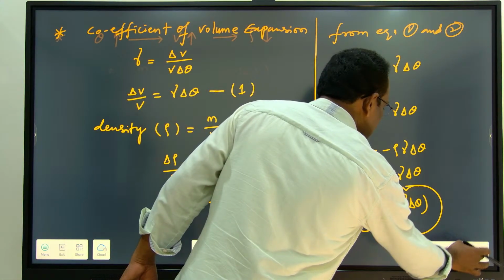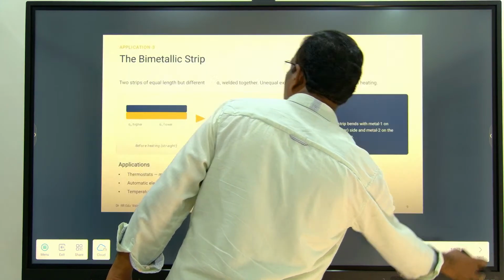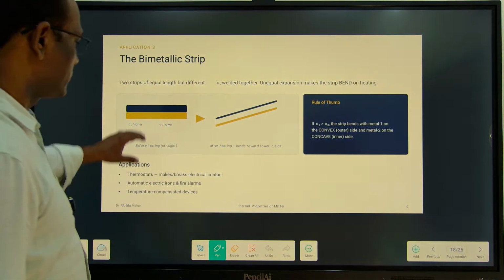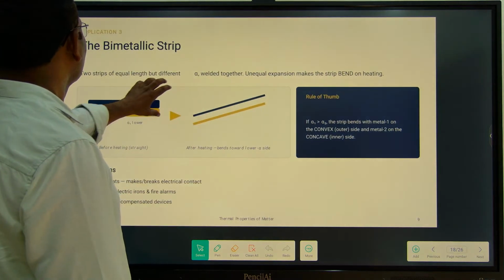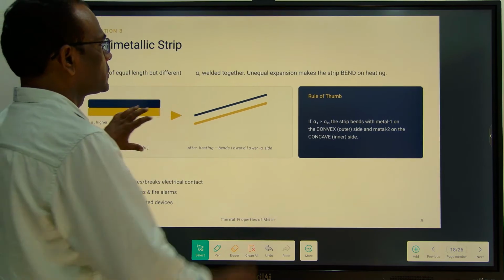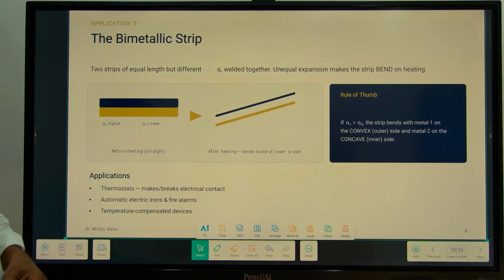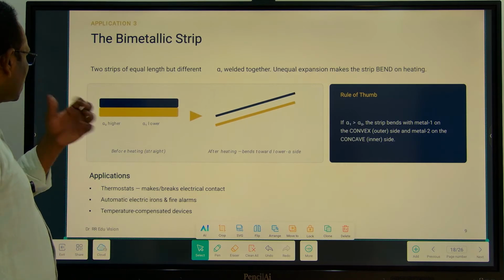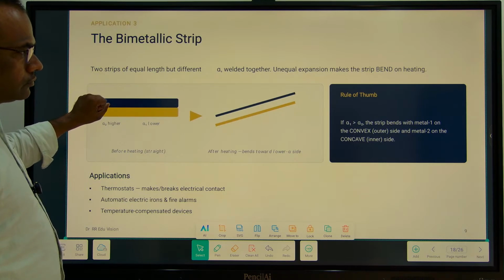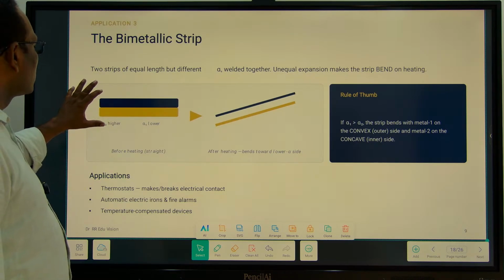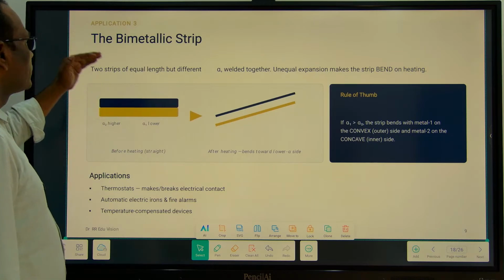There are more applications for that. Bimetallic strip. Yes, this is also one of the very important concepts and applications of thermal expansion in solids. Okay, bimetallic strips. See, what is that exactly? Here two metal strips are used and they are made into a bimetallic strip.